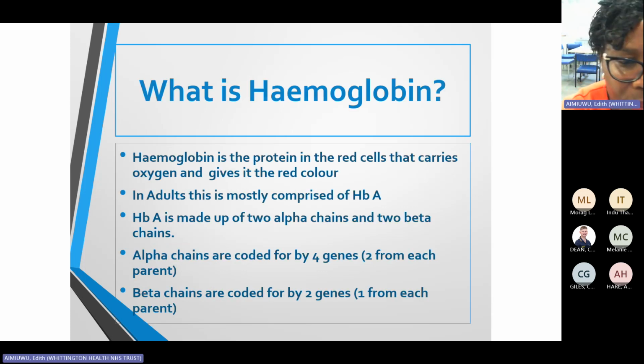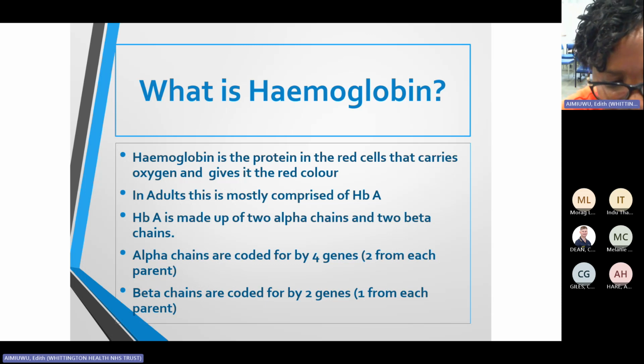What is hemoglobin? Hemoglobin is the protein in the red blood cells that carries oxygen and gives it the red color. In adults, this is mostly comprised of hemoglobin A. Hemoglobin A is made up of 2 alpha chains and 2 beta chains.